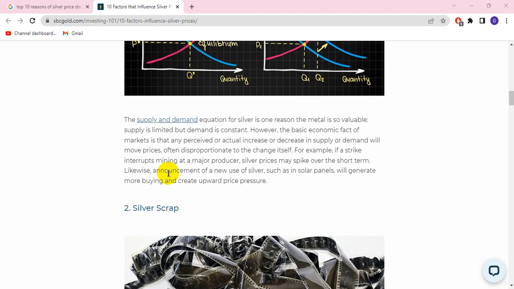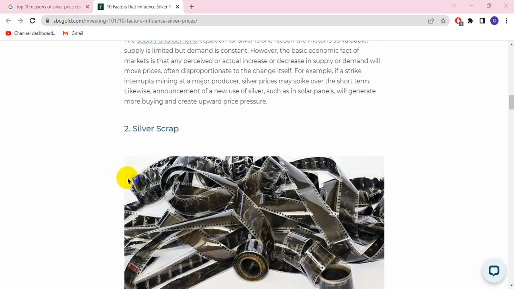For example, if a strike interrupts mining at a major producer, silver prices may spike over the short term. Likewise, the announcement of a new use of silver, such as in solar panels, will generate more buying and create upward price pressure.